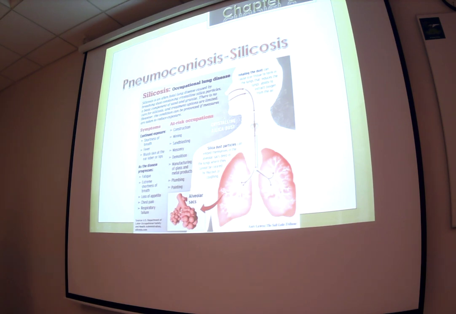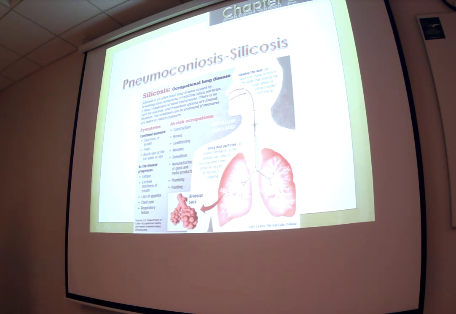So here are at-risk populations: construction, mining, sandblasting, masonry, demolition, plumbing, painting. There's a lot of things that were made and no longer are made with a lot of these substances for this very reason. With continued exposure, they're going to have shortness of breath, fever, cyanosis. They become more fatigued, with extreme shortness of breath, chest pains, and respiratory failure as the disease progresses.